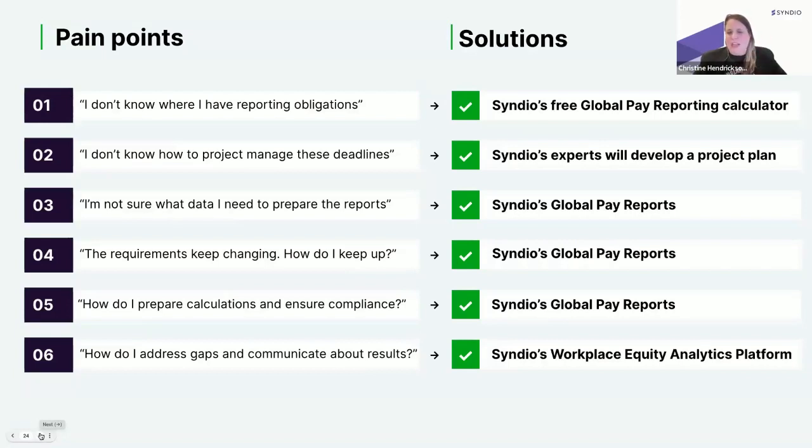Addressing gaps or communicating results, you can't do in a silo. You really need to be looking at your workforce holistically. So looking at, what are your overall pay gaps after you take into account your controls? Using the PayEQ platform for that, but also looking at, what is our representation like? What is the promotion like? Where are we seeing gaps there? So it's really Syndio's full workplace equity platform. You need to look at both equal pay for equal work and equal access to opportunities in order to put together a narrative to address those gaps, and then also be able to communicate about those results.